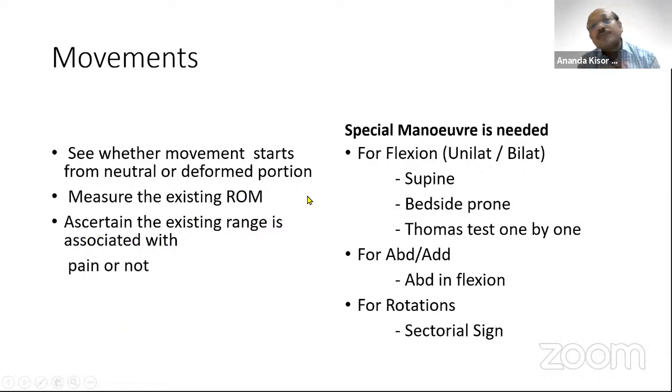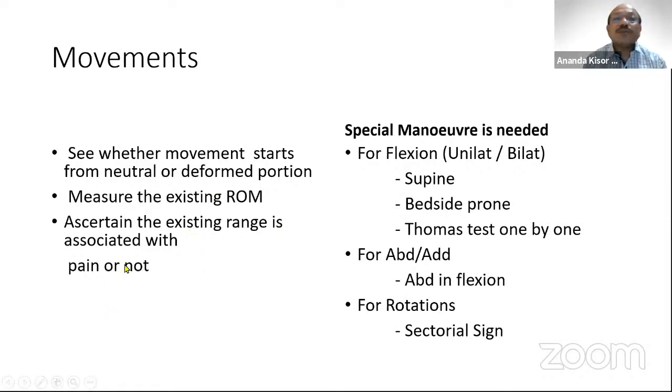Suppose there is a flexion deformity, we have to do the Thomas test, to see whether the movement is starting from the zero position or from the deformed position. Next, measure the existing range of motion. Suppose a 30-degree flexion deformity is diagnosed by the Thomas test. Now the existing range of motion is 30 to 100 degrees. Then you have to see whether this existing range of motion is associated with pain or not.